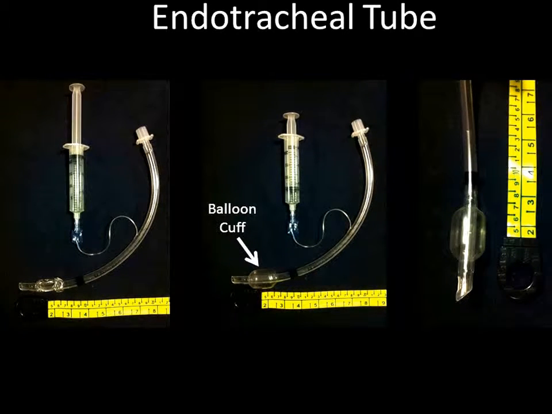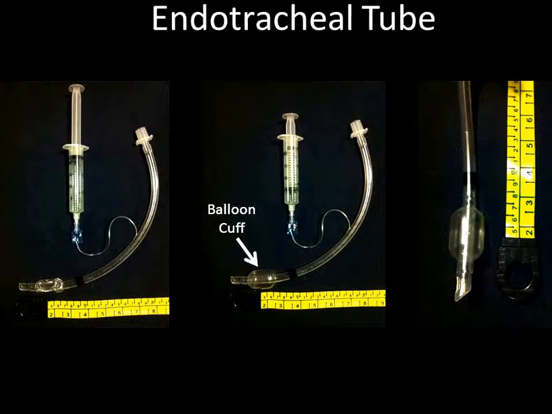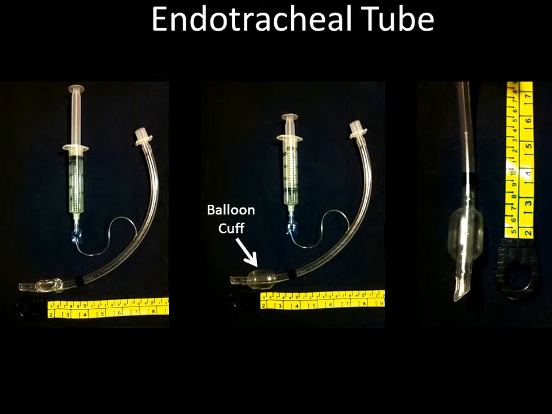Here's a close-up view of the balloon cuff. You can also see the radiodense stripe running down the midline of the tube. This helps to differentiate the ET tube from other structures on a chest x-ray.